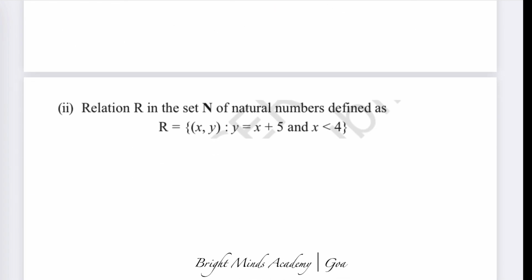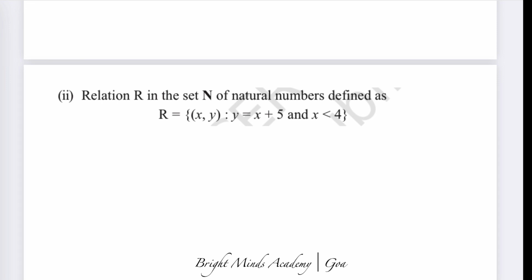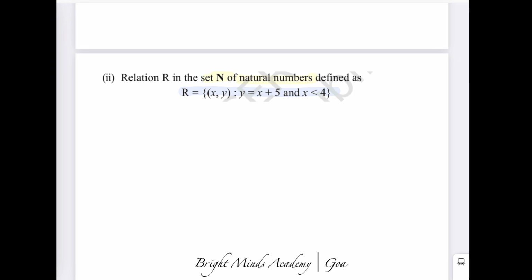Now the next question that we have here is the relation R in set N. Here the set N is the set of natural numbers and R is defined by the ordered pair x comma y such that y is equal to x plus 5. Now if you see right here, the condition is given that x cannot exceed 4. So what are the values that x can take? x can either be 1, x can be 2 or x can be 3. Now what are the corresponding values that y takes?